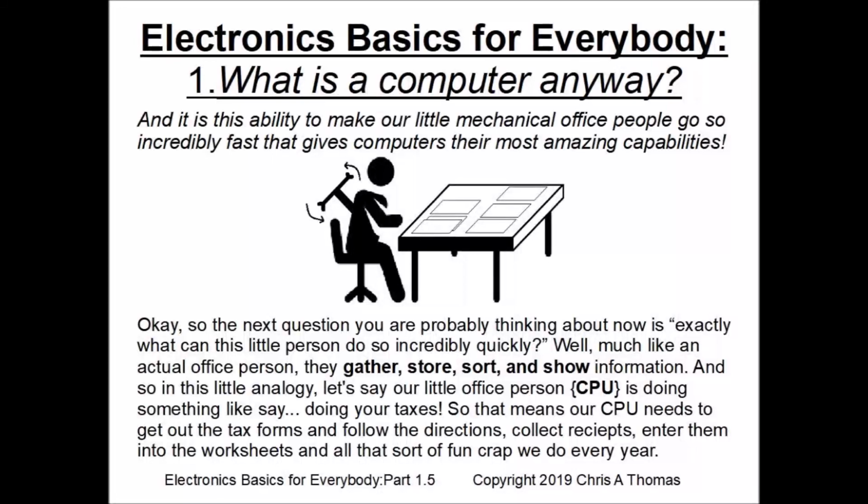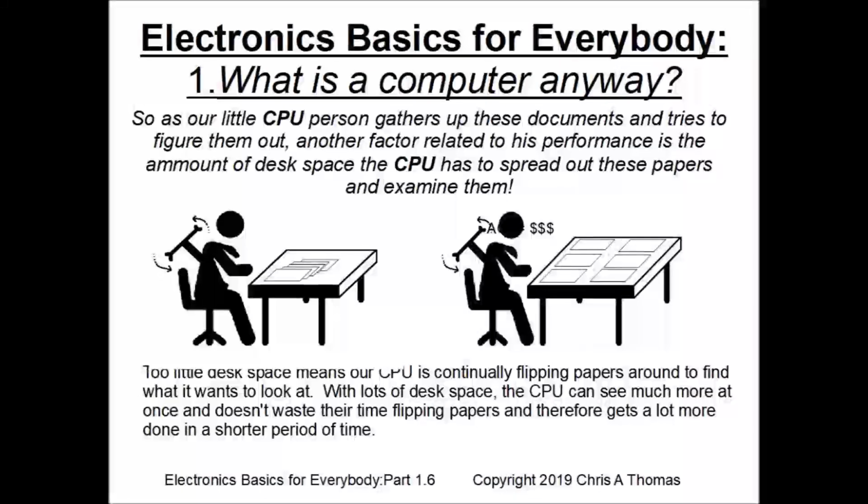And anyway, it's the ability to make our little office people go so fast that gives computers their most amazing capabilities. So you're thinking, exactly what can this little person do so quickly? Well, I'll answer that. Remember, they're gathering, storing, sorting, and showing information. And so in this little analogy, let's say our little office person, our CPU, is doing something like, let's say, your taxes. So that means our CPU needs to get out the tax forms, follow the directions, collect the receipts, enter them into all the worksheets, all that fun stuff that we have to do every year.